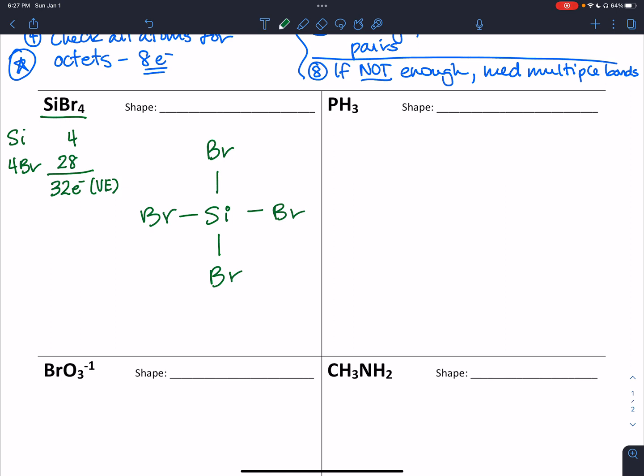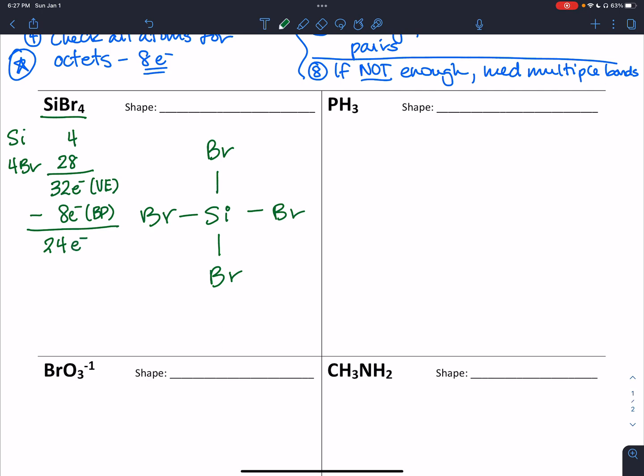Now, as part of my skeleton structure, I have put in 1, 2, 3, 4 bonds, and each one of those bonds contains 2 electrons. So that means I have used up a total of 8 electrons in my bonding pairs. That's what my BP stands for. I need to subtract those out, which means that I now have 24 electrons remaining for my structure.